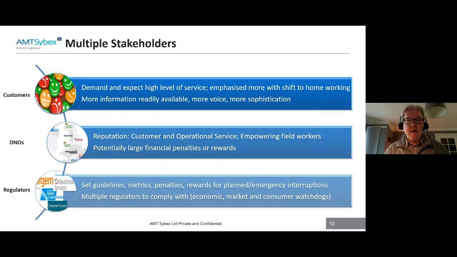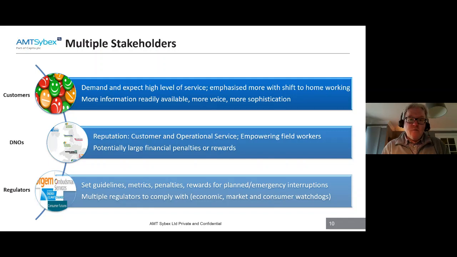Interruption to supply affects multiple stakeholders. It affects the customers who expect a high level of service. The idea of having power cuts is not palatable to many people, especially where we have many people working at home because of COVID restrictions. So the customers demand a very high level of service, and so there is a real pressure coming from that set of stakeholders.